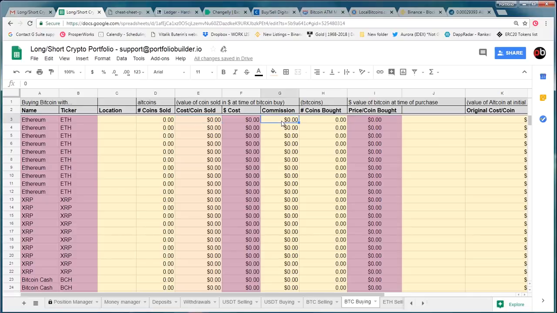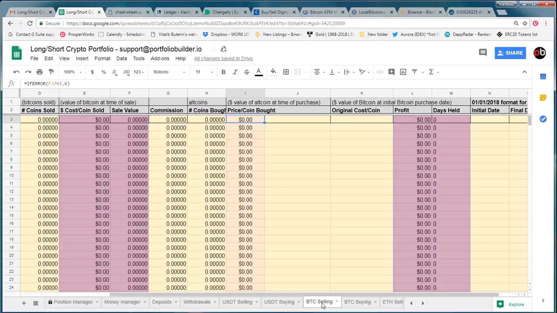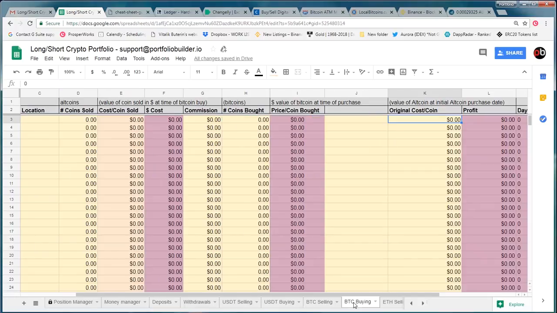Commission will be the commission you paid on the trade. H is the number of Bitcoins purchased. Column I, the price per Bitcoin, will automatically be filled out. Column K is going to be the price you originally paid for the altcoin. So assuming that you bought the altcoin from selling Bitcoin, you would find that price and initial purchase date over here in the Bitcoin selling tab where you're buying your altcoins.